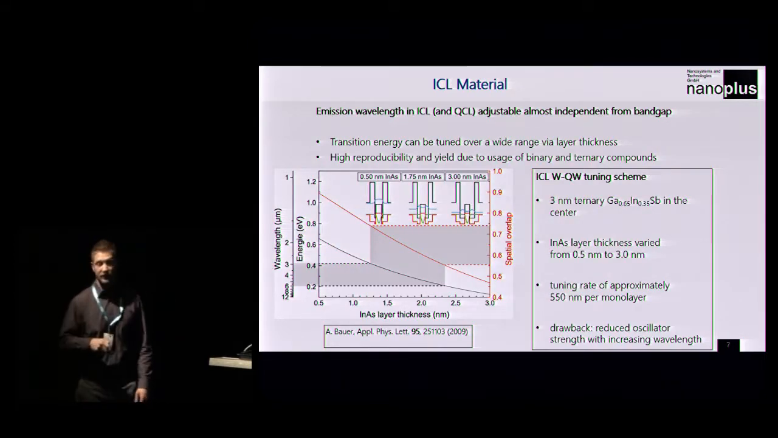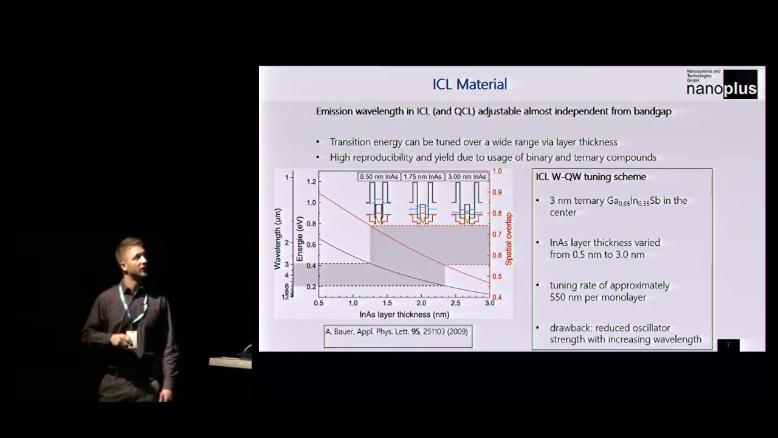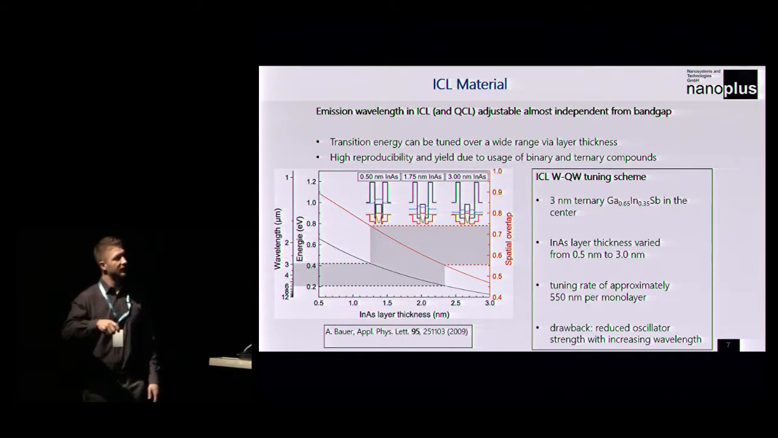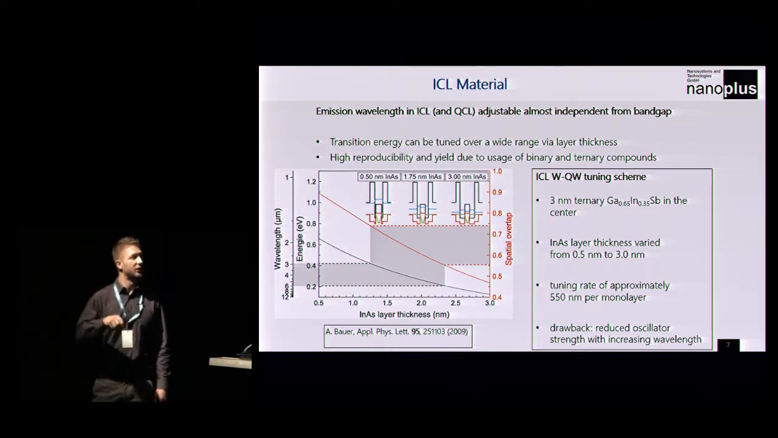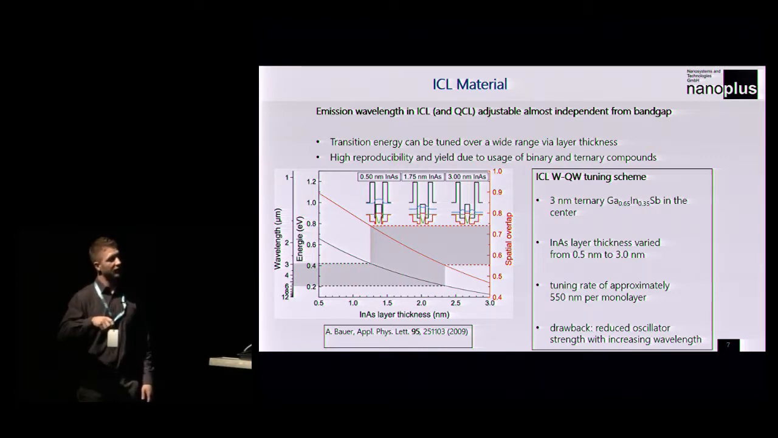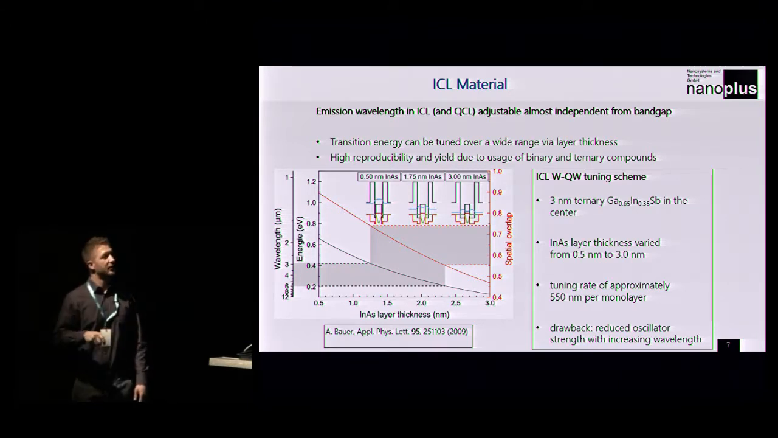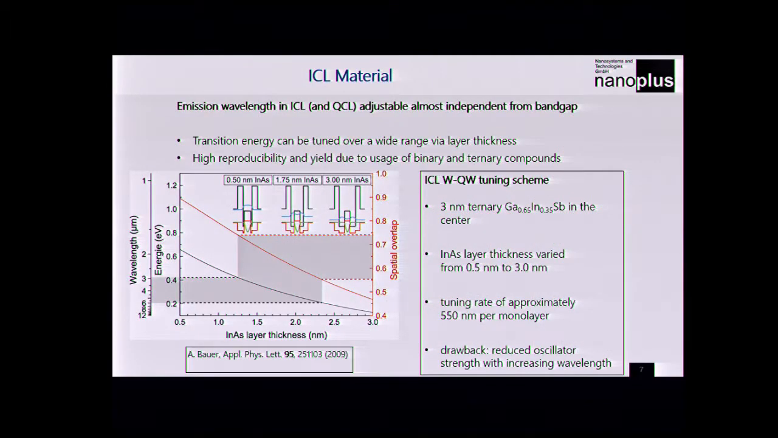So to go into the concept a bit deeper, the central element of the ICLs is this W-shaped quantum well. The transition energy can be tuned over a wide range with just changing a layer thickness, specifically these indium arsenide layers that surround the ternary gallium indium antimonide layer. By changing those layers, you change the quantization energy of the upper level. You can shift it upwards and downwards, and you're more or less independent of the band gap of the materials, which is rather essential in typical diode lasers for the wavelength.